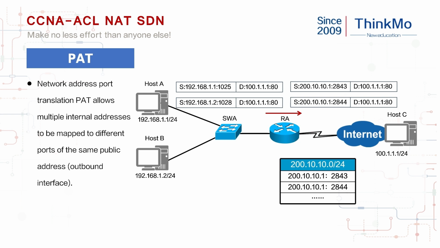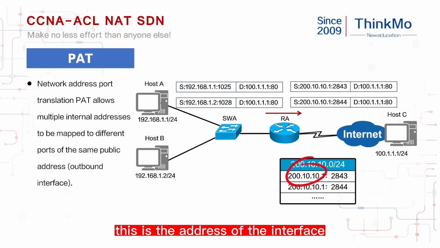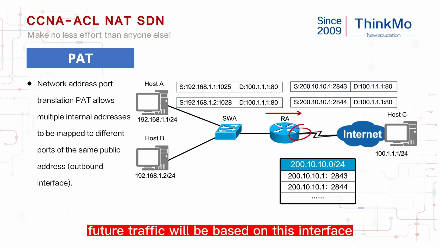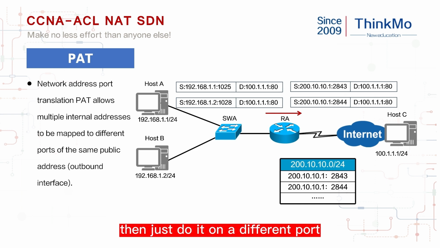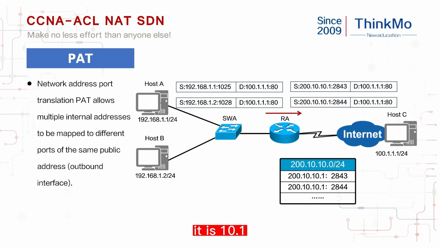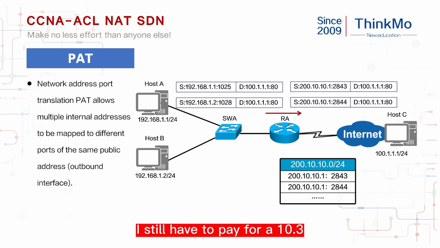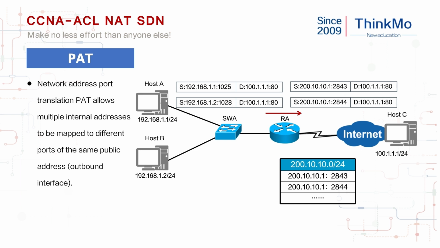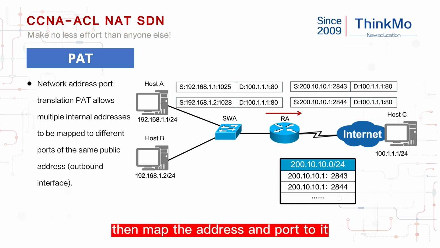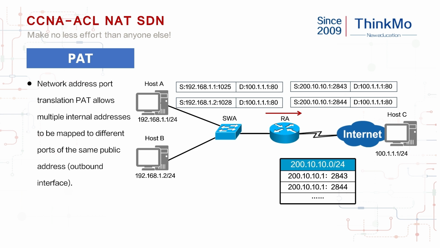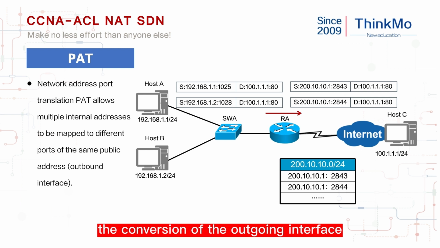For example, this is the address of the interface. Future traffic will be based on this interface, and I just do it on different ports. I don't need to spend any more money. Say it's 10.1, then 10.2, and I would still have to pay for a 10.3 and then map the address and port to it. Don't do this. I just use this 10.1. This is a public address. In Cisco, we call this method the conversion of the outgoing interface.